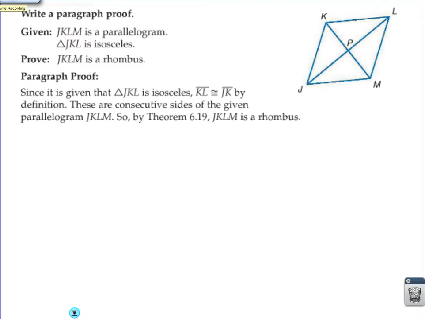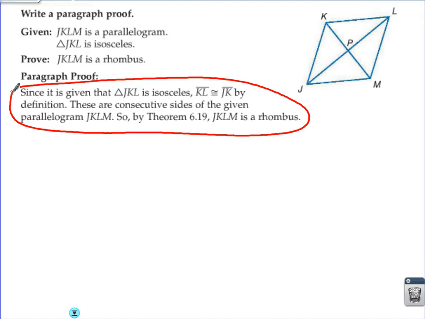We're not going to actually do this proof, but here's a proof for you to look at. It says write a paragraph proof, and here's your actual proof here. We'll read it in just a second. We're given that we have a parallelogram, and we're given that JKL is isosceles. Well, think about that. If this is a parallelogram and that JKL is isosceles, that means those 2 sides, by definition of isosceles, does that not mean that these 2 sides will be congruent? And we want to prove that this is a rhombus. Are we not pretty much done?